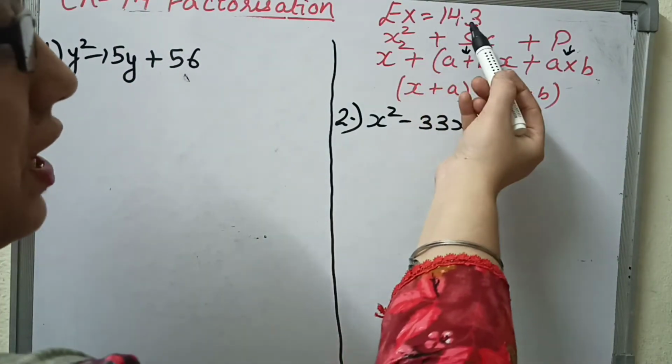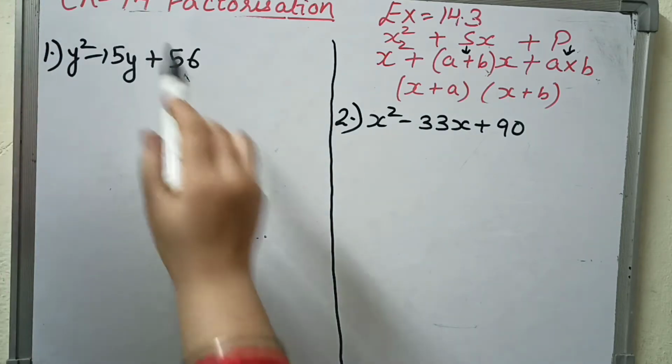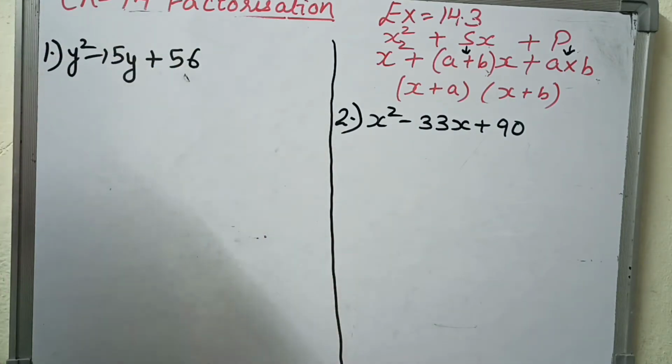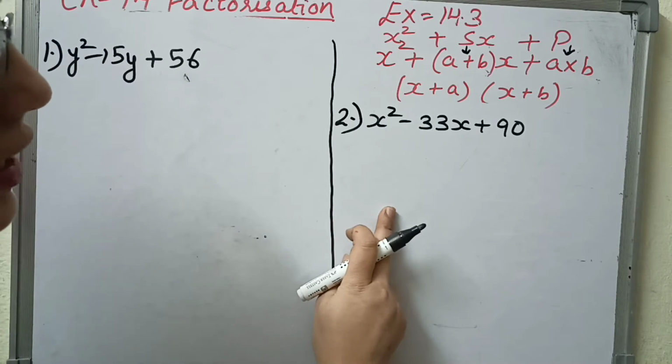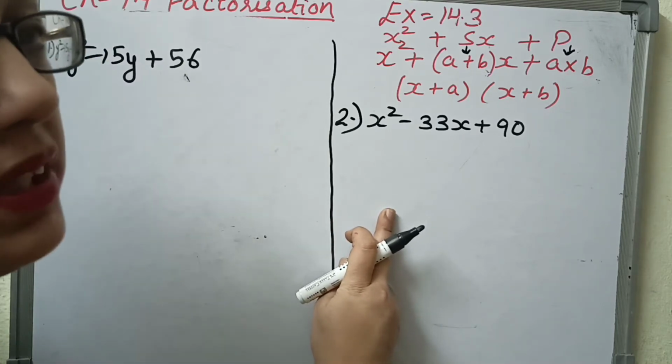Today I am going to start exercise 14.3 of chapter 14, Factorization. In the previous exercise we learned how to calculate the factorization by using two methods. First is the common factor method and second one is factorizing by using the various identities. Now in this exercise we learn how to calculate the factorization by splitting the middle term.